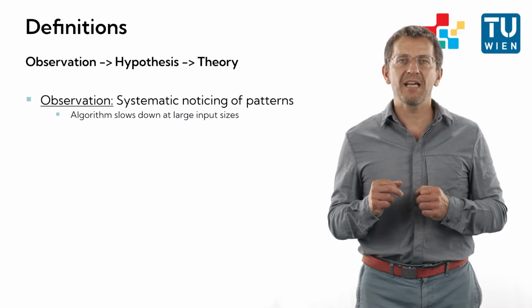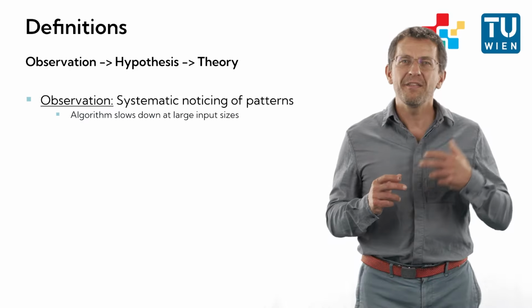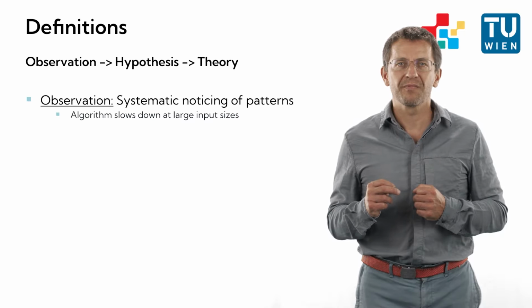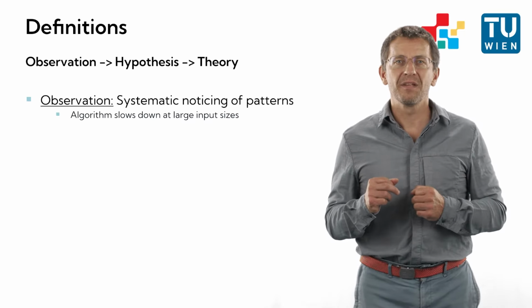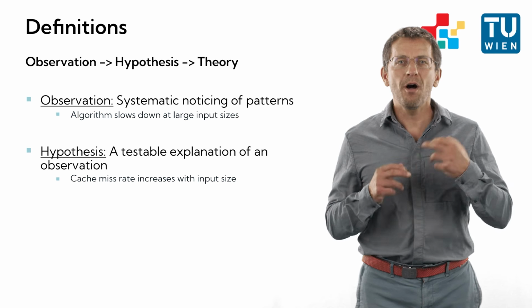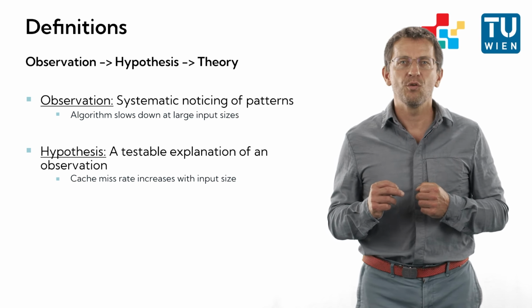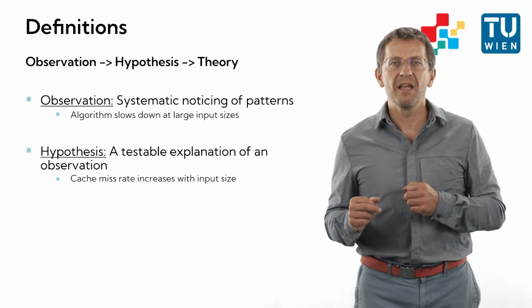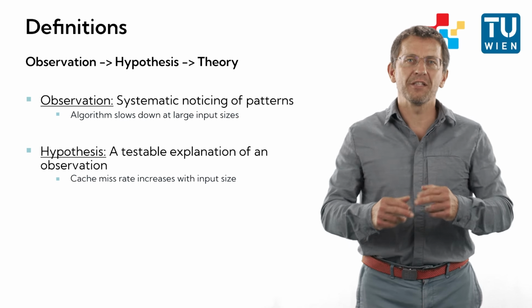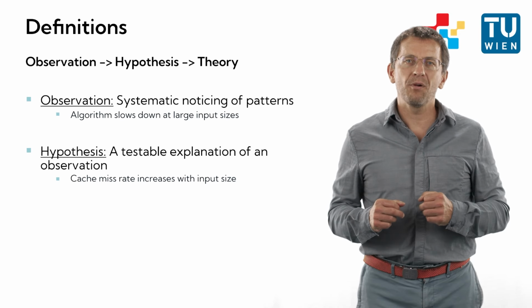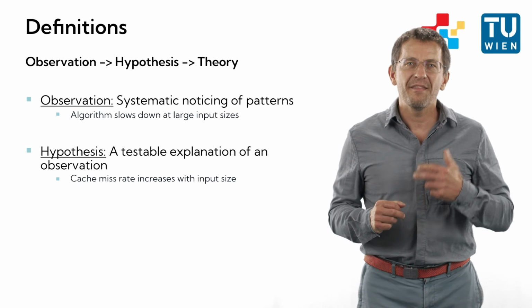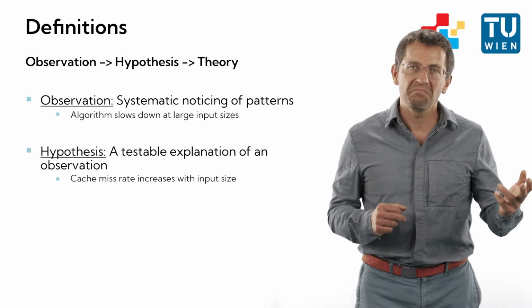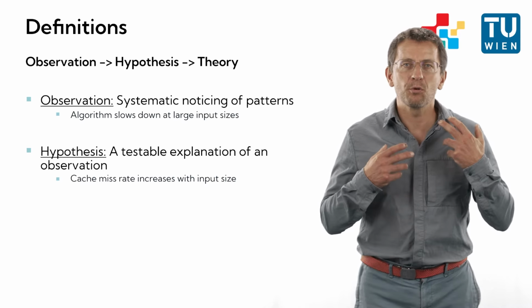In computing, an example of an observation might be, this algorithm slows down when the input size gets large. That brings us to the next step, the hypothesis. A hypothesis is a testable explanation for an observation. It's a tentative, unproven idea that applies to a specific range. So in our example, the hypothesis might be the cache miss rate increases with input size. It's focused, it can be tested, and it offers a potential explanation.